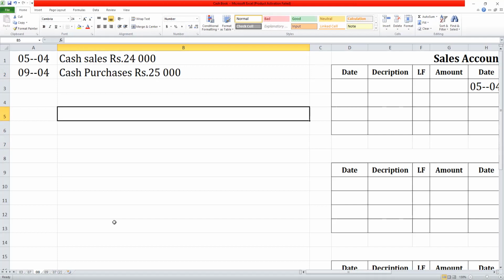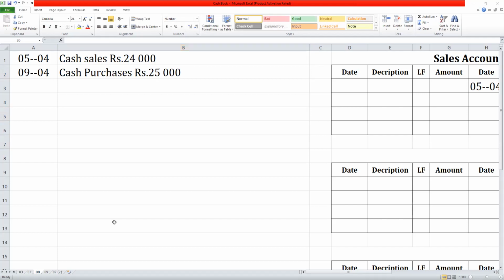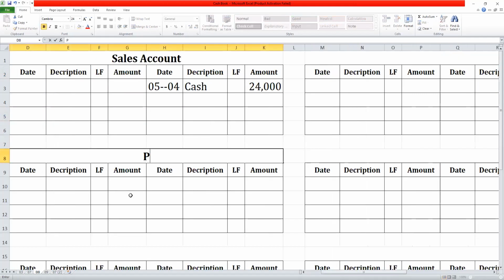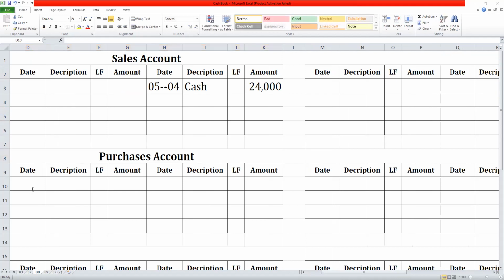So it's a payment, no? It is on the credit side of the cash book. So we need to debit the purchases. Open the next account as purchases account. The date is 9th of April. Cash amount 25,000.